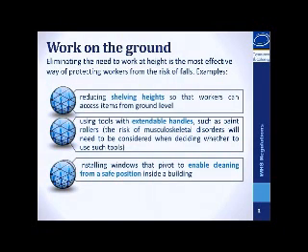Work on the ground. Eliminating the need to work at heights is the most effective way of protecting workers from the risk of falls. Examples of eliminating the risk by working on the ground include reducing shelving height so that workers can assess items from ground level, using tools with extendable handles such as paint rollers, but we must be mindful of the risk of musculoskeletal disorders when working at a height above shoulder, installing windows that pivot to enable cleaning from a safe position inside a building rather than outside.